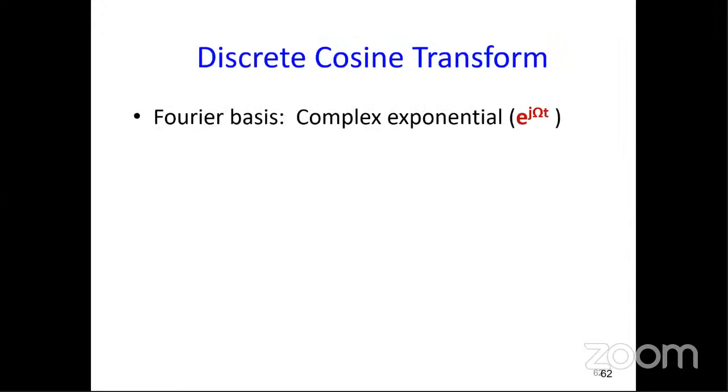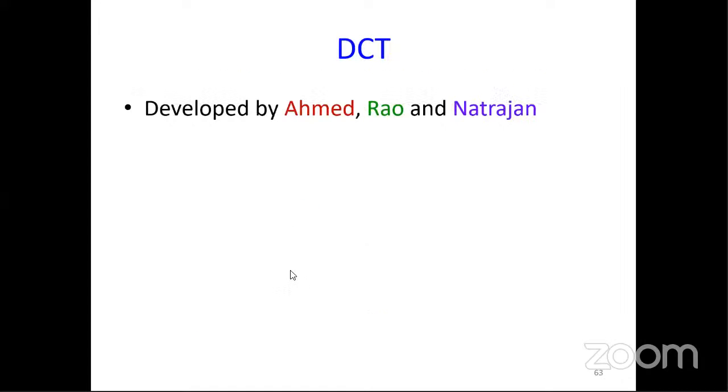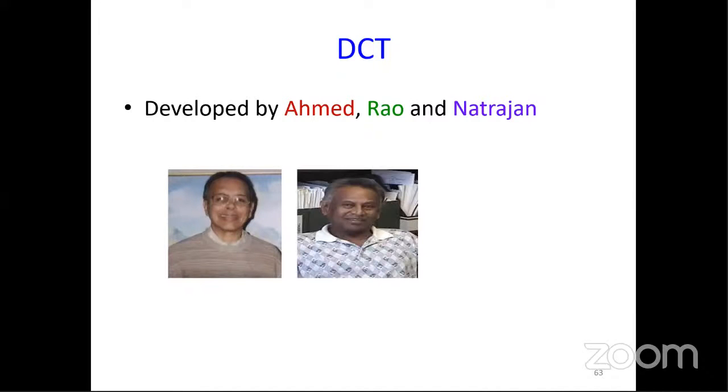Another transform is the cosine transform. Every Indian must be proud of the discrete cosine transform because it was developed by 3 Indians: Ahmed, Rao, and Natarajan. This is Ahmed, this is Rao, and this is Natarajan. Very easily you can observe that these three are Indians. This transform had the ability to overthrow the Fourier transform with respect to compression. You see, Indians have contributed a lot in the development of transforms.